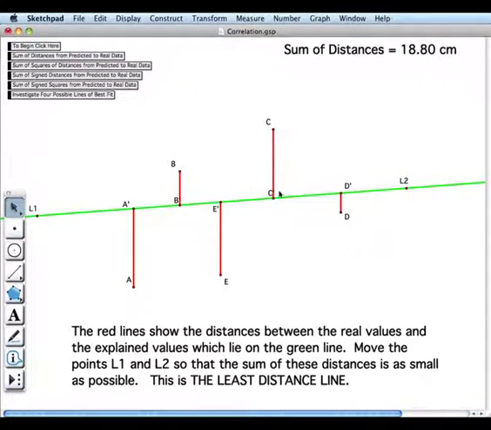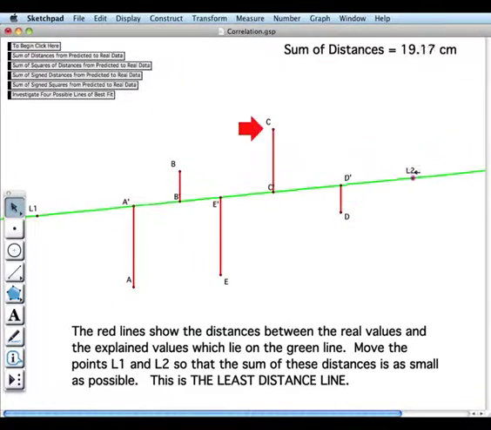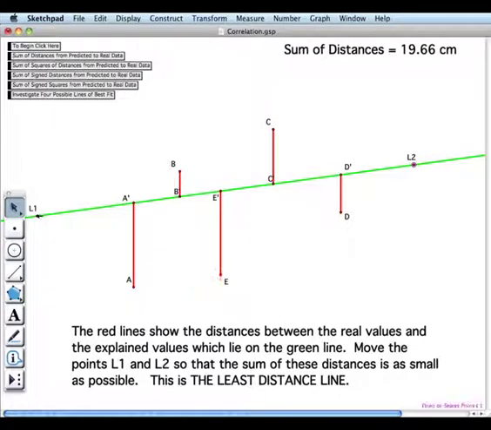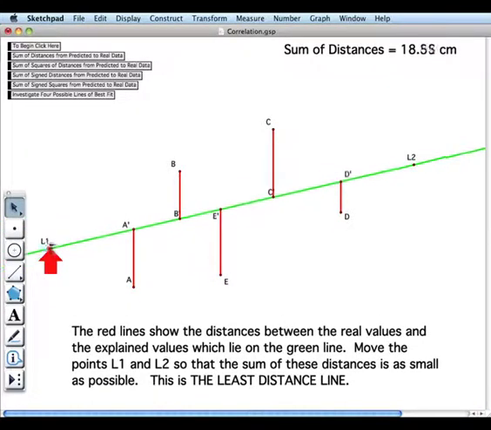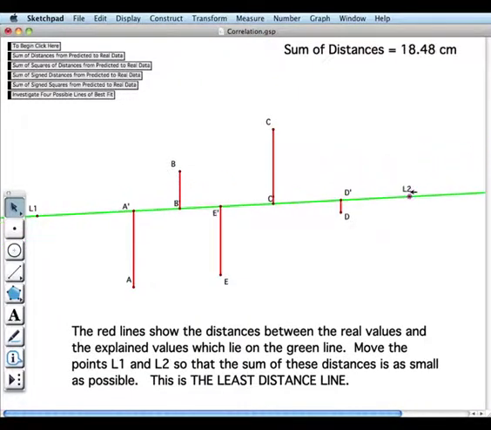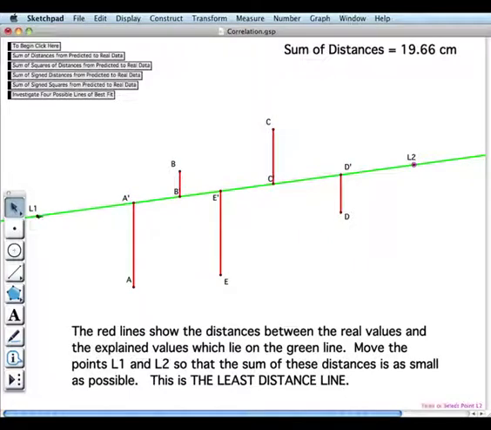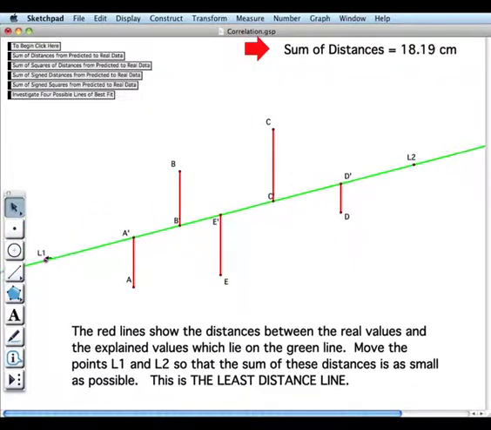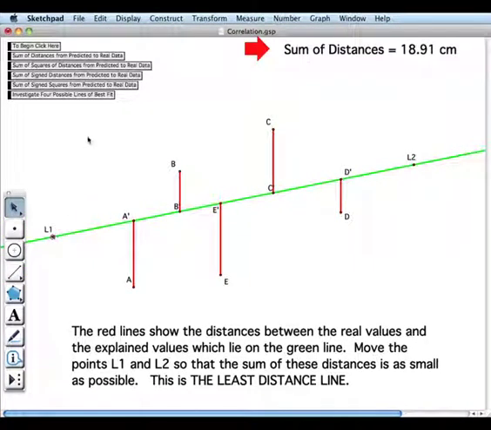For example, here is a graph showing 5 data points, which are labeled A, B, C, D, and E, and your task might be to move the points L1 and L2 so the green line minimizes the sum of the distances to the 5 points. In the first case, the line of best fit might be defined to minimize the sum of the simple straight line distances from the points to the line.